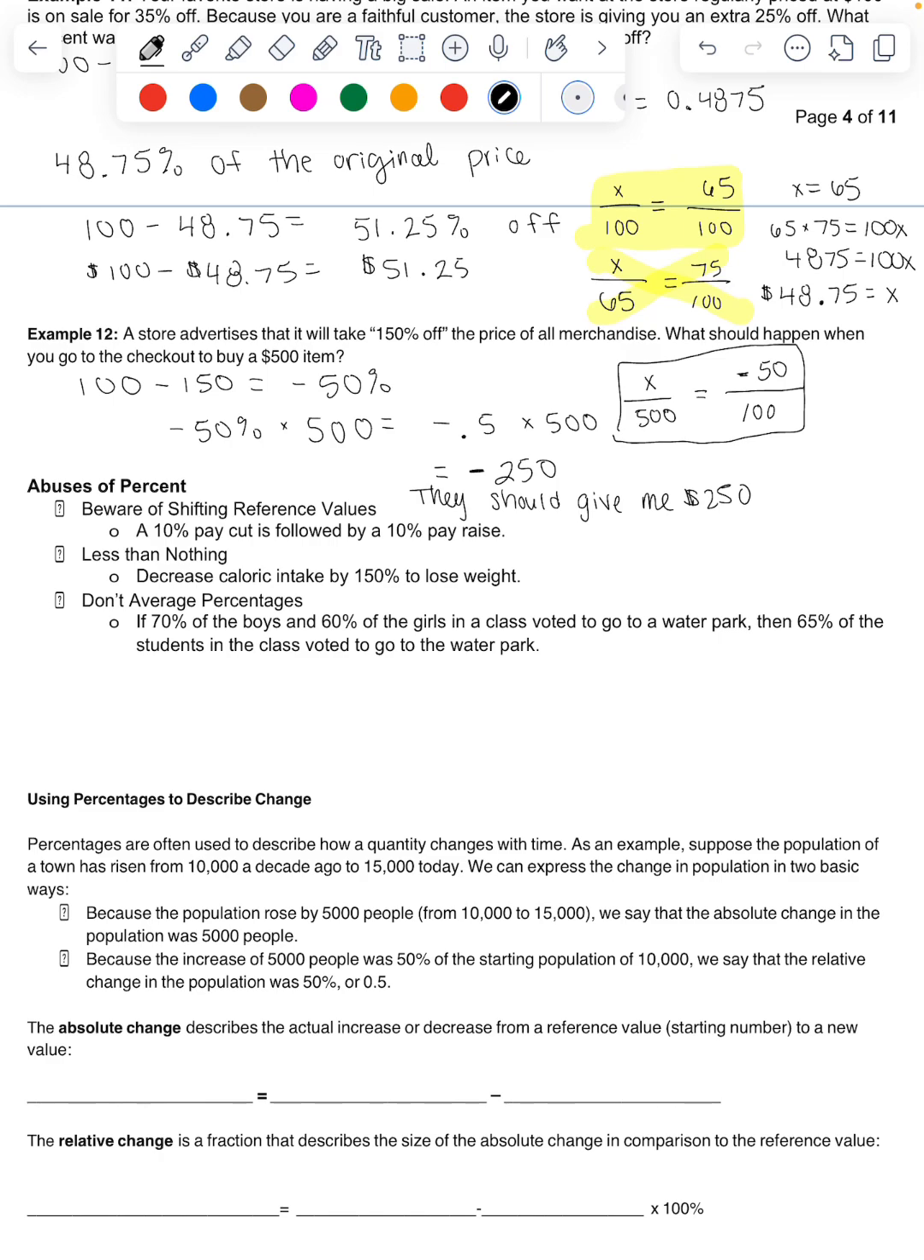Less than nothing: decrease calorie intake by 150% to lose weight. So that's, again, kind of like we were looking at the 150% off of the merchandise. Don't average your percents. So if 70% of the boys and 60% of the girls in the class vote to go to the water park, then 65% of the students in the class voted to go to the water park. That is not how you deal with percents. We can't just take the average of the two numbers.